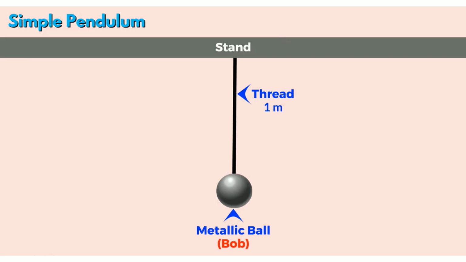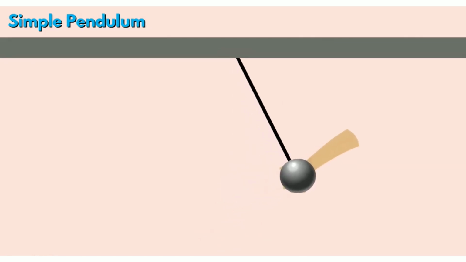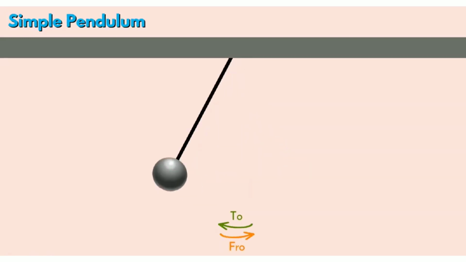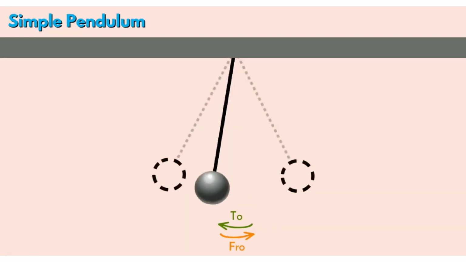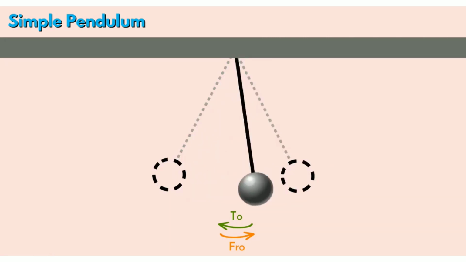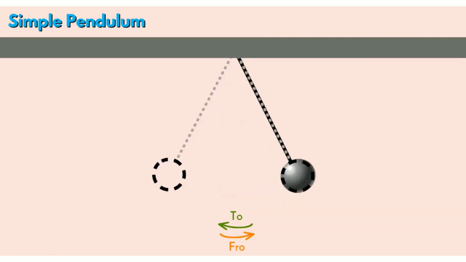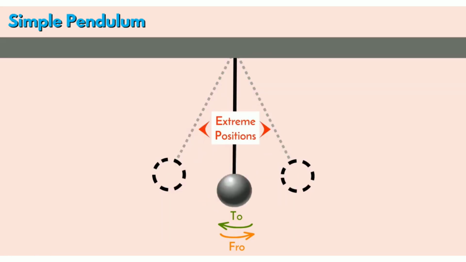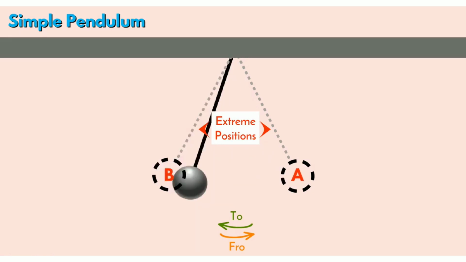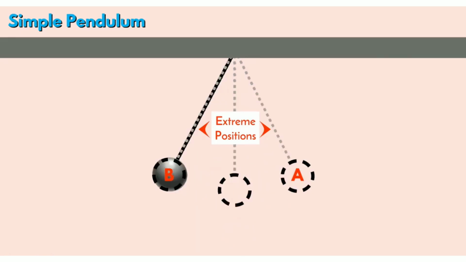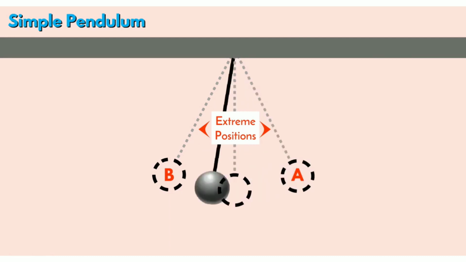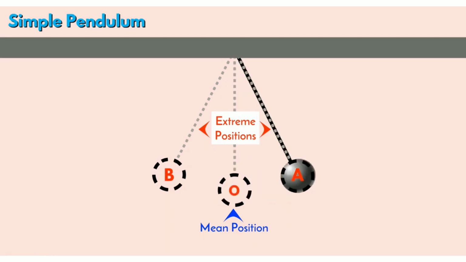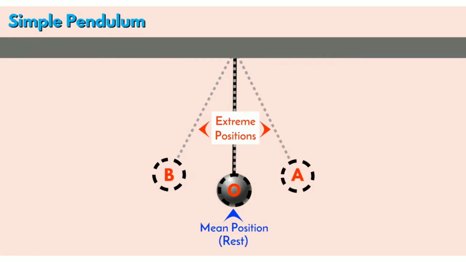When the bob of the pendulum is released, after taking it slightly to one side, it begins to move to and fro. During motion, there are two positions where the bob stops and changes its direction. These positions are called extreme positions of the pendulum. Let us denote them by A and B. There is a moderate position between the two extreme positions. It is called the mean position of the pendulum. Let us denote it by O. When the bob is at rest, it is at its mean position, that is O.